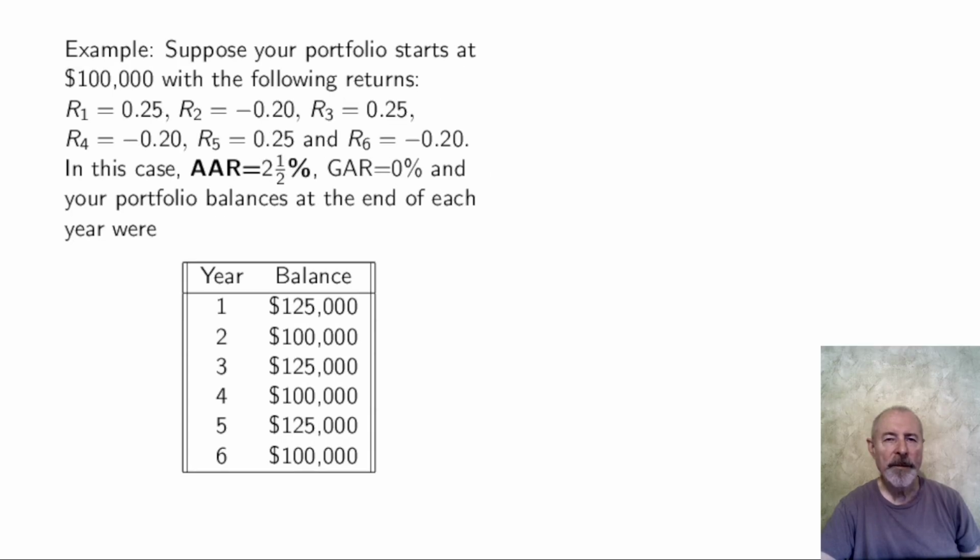Suppose instead you gain 50%, you gain 25% and lose 20%. Then you gain 25% and lose 20%. Then you gain 25% and you lose 20%. In this case, your AAR, your arithmetic average return, is 2.5%. Your GAR is 0%. If you look at your portfolio balance, you began with $100,000 and you end with $100,000. And once again, the GAR is a more accurate reflection of your portfolio value and of your annual return.